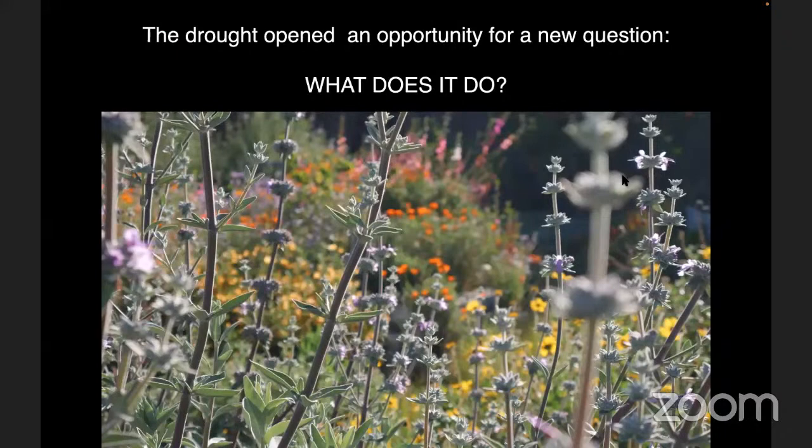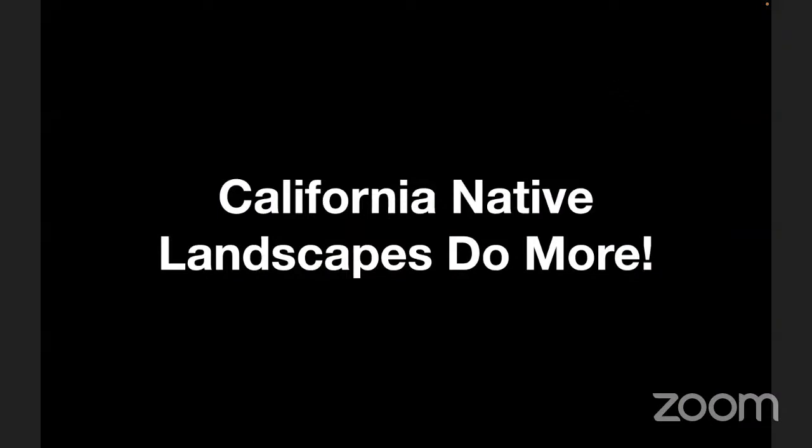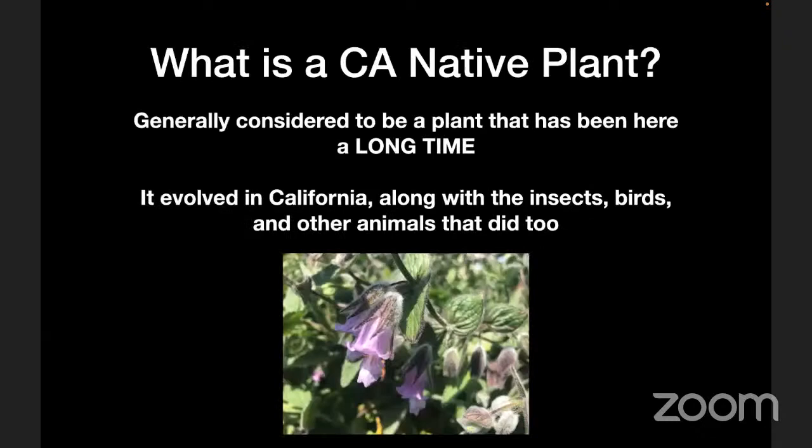And so one of the things that makes me really excited about California landscapes, and keeps me excited about California native landscapes year after year, is that California native landscapes do more. They expect less in terms of water and resources. They don't need pesticides or fertilizers. Depending on how you design it, the maintenance can be quite low, and they do so much more for us, which we'll get into in just a moment.